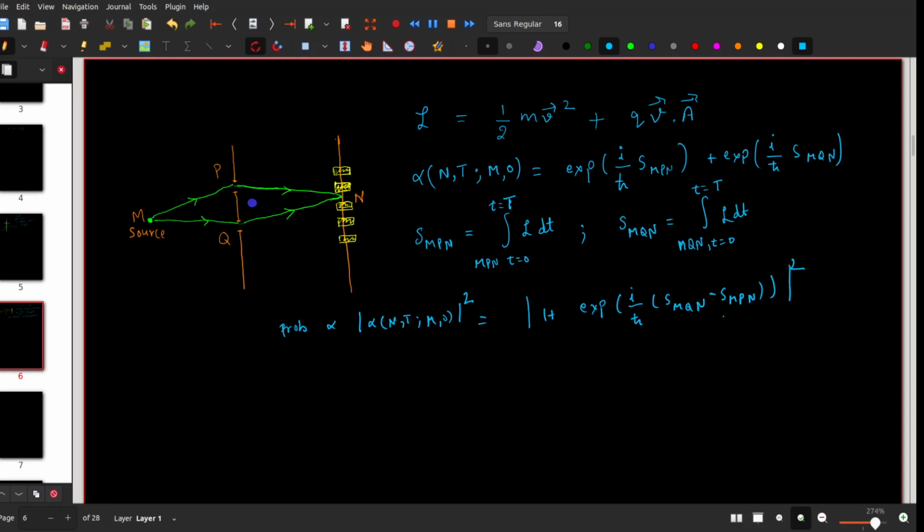If we simplify this further, we see that the probability is proportional to 1 plus cos of phi, where phi is the phase difference between paths MPN and MQN, and is given by 1 over h bar (S_MQN minus S_MPN). So the phase difference between the two paths is the action along path MQN minus the action along path MPN.